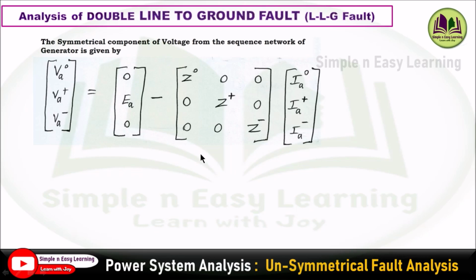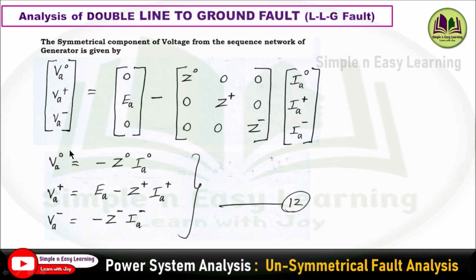Step 8, consider the symmetrical component of voltage derived from the sequence network of the generator. That equation can be represented like this: VA naught, VA plus, VA minus will be equal to 0, EA, 0 minus the Z matrix into IA naught, IA plus, IA minus. So expand this matrix. VA naught equal to 0 minus Z naught IA naught, VA plus equal to EA minus Z plus IA plus, VA minus equal to 0 minus Z minus IA minus, and this is your equation 12.